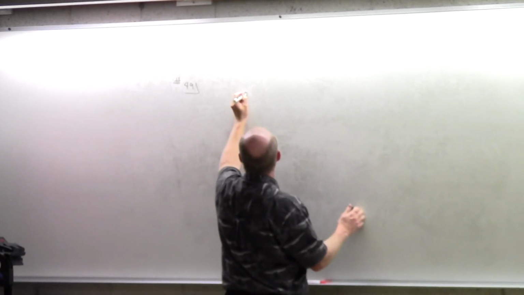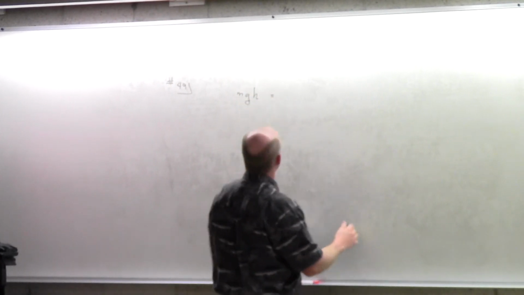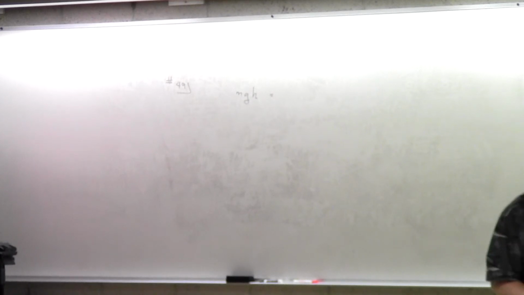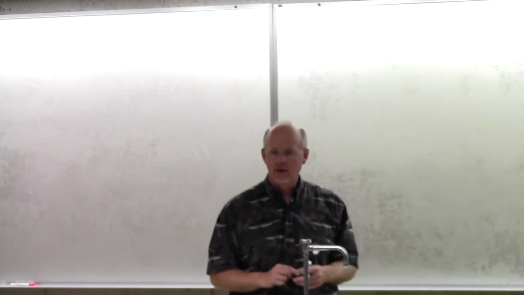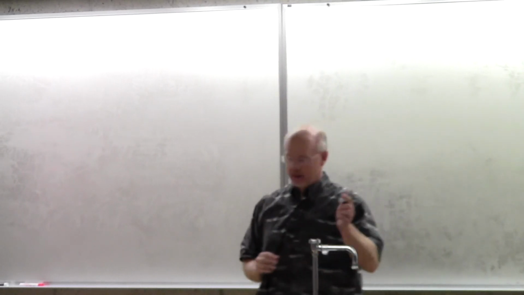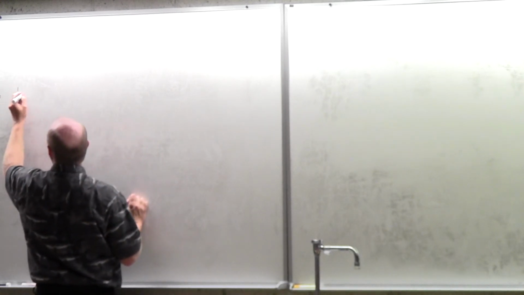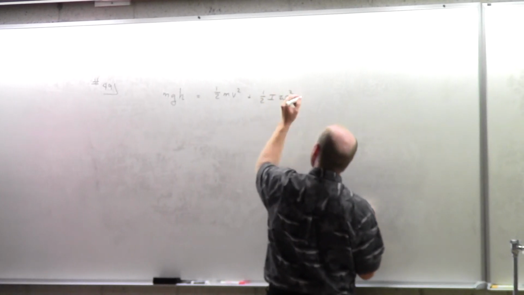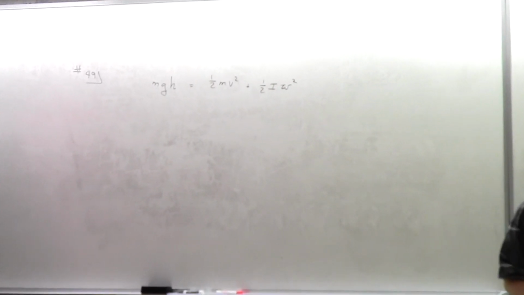What I would say is mgh. As this thing goes down, just like we saw in the problem before, it is going to lose gravitational potential energy, so it becomes mgh. Where does it go? Well, as you just pointed out, doesn't it go to two places? It goes to 1/2 mv squared and 1/2 I omega squared, right? So it goes to two pieces.